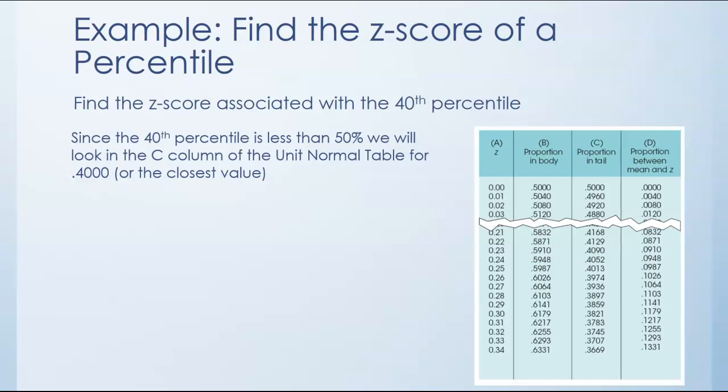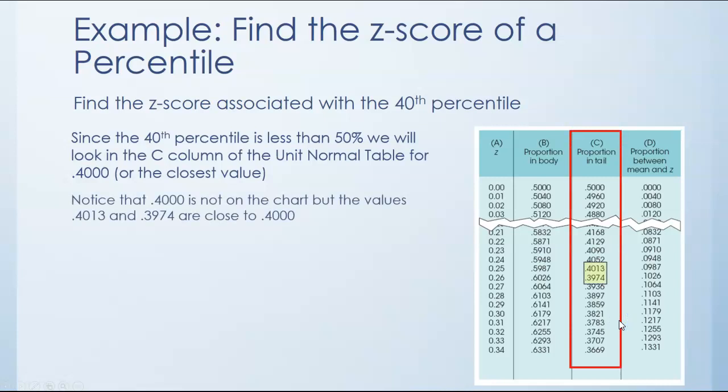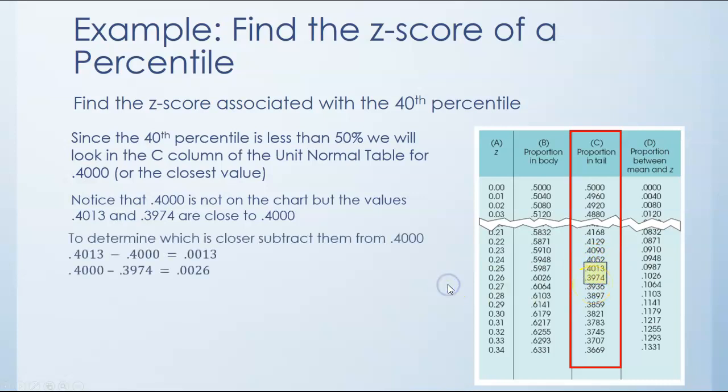So if we go looking in column C, that's this guy right here. We're going to look for the closest numbers to 0.4000, and you'll notice that it's not actually on there, but these guys are the closest. We've got 0.4013 and 0.3974. Now we just have to determine which one of these is actually the closest, and the way that we're going to do that is we're just going to subtract them from the 0.4000.